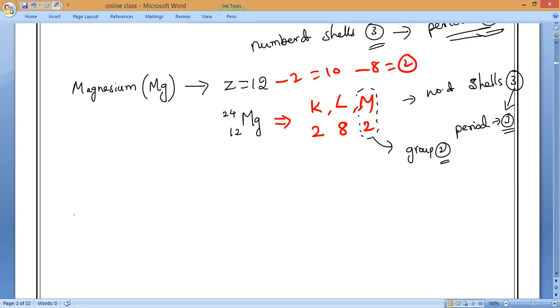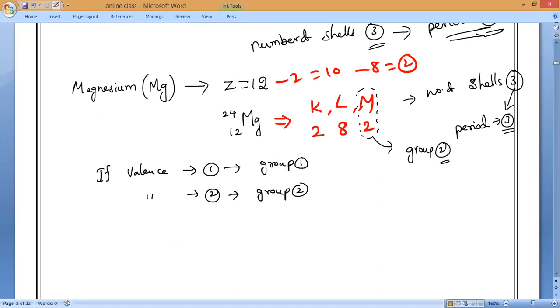Metallic or non-metallic. And one more thing I forgot to tell you. Remember, if valence electrons is 1, then it will come in which group? Group 1. If valence electrons are 2, then it will come in which group? Group 2. If valence electrons are 3, please add plus 10, from here to plus 10, then it will come in which group? Group 13.